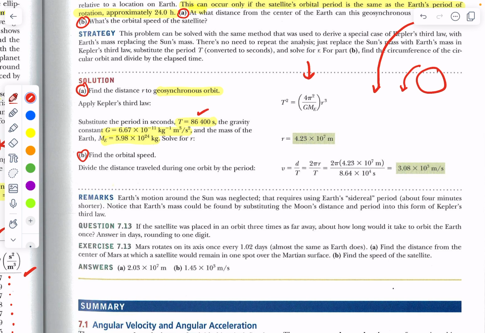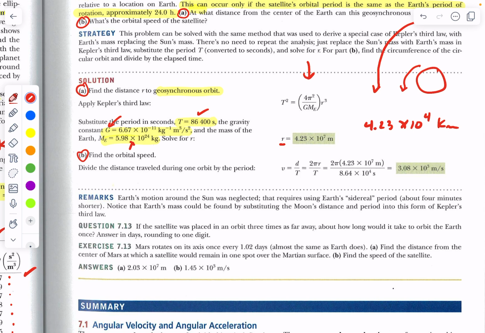There's the amount of seconds in 1 year for one complete revolution. And here's our universal constant, gravitational constant. Here's our mass of the Earth. And we're going to solve this for R. And we find out that in order to be in geosynchronous orbit, you have to be 4.23 times 10 to the 4th kilometers, or 10 to the 7th meters.